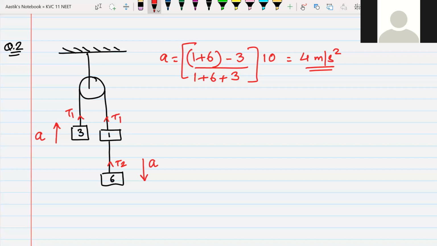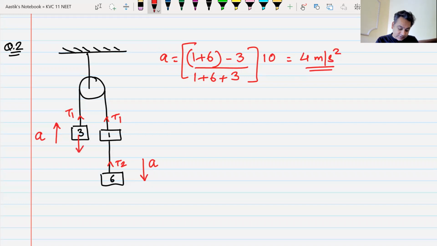T1 equal to 42. We have an answer for T1. How did you get the answer for T1? I'm not worried about the answer. How did you get it? So this is 30, yes or no?